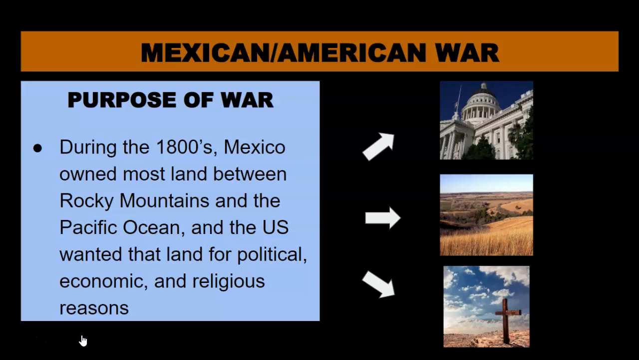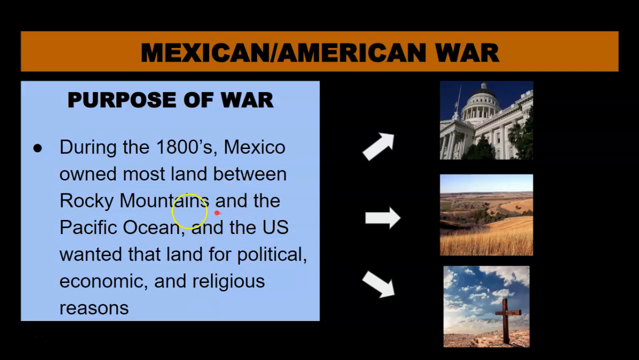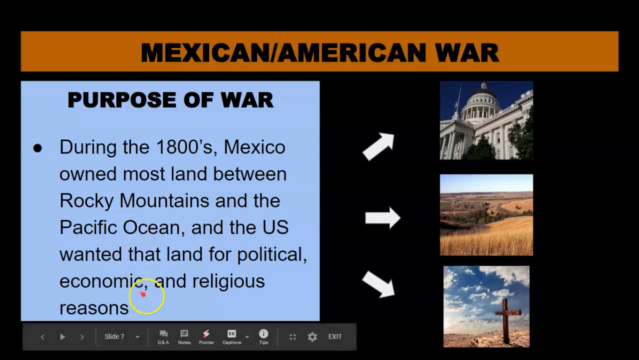Now that we've examined why wars are fought and you have brainstormed some ideas, let's begin our look at the Mexican-American War, and let's see if we can line up any of those reasons why this war was fought. So during the 1800s, Mexico owned most of the land between the Rocky Mountains and the Pacific Ocean, and the U.S. wanted that land for political and economic and religious reasons.